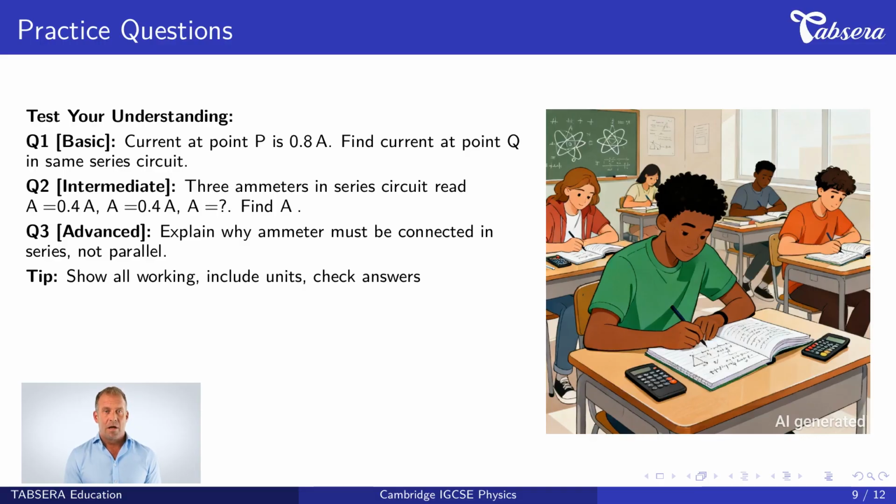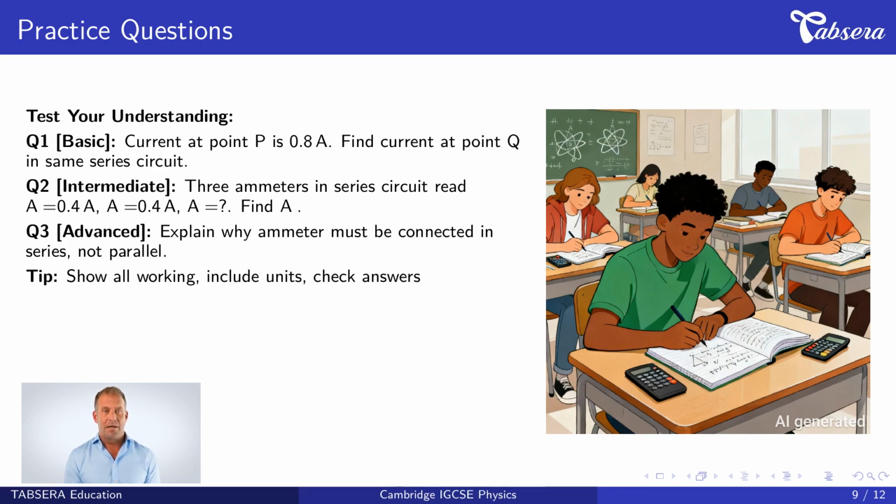Now practice what you've learned with these 3 questions. Question 1 is basic level. It asks, current at point P is 0.8 amperes. Find current at point Q in the same series circuit. This tests your understanding of current conservation in series circuits.